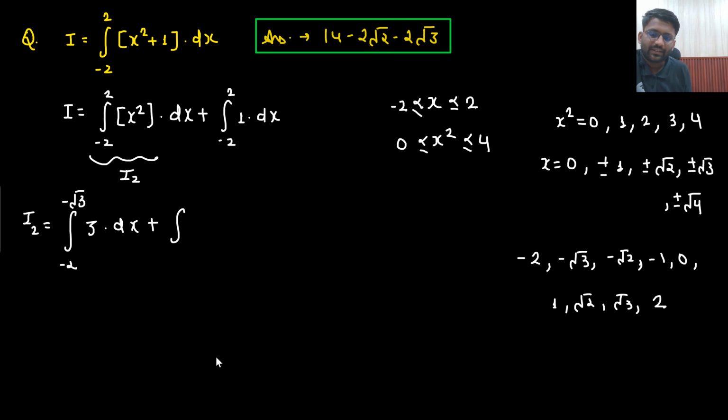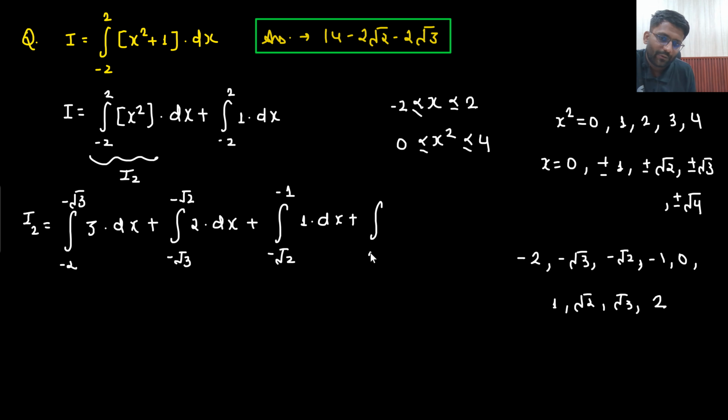Next, when I break the limit between minus under root 3 to minus under root 2, it will be 2 dot dx. How would it be 2 dot dx? That you need to think now. Okay, it's up to you. You need to think. Okay, this much brain you have to use now. It will be 1 dot dx.